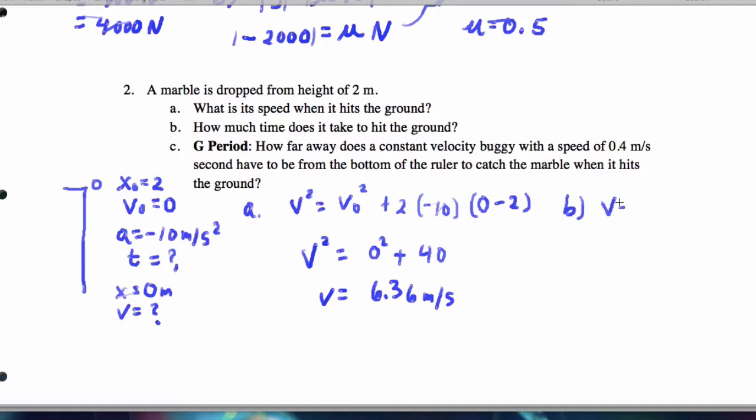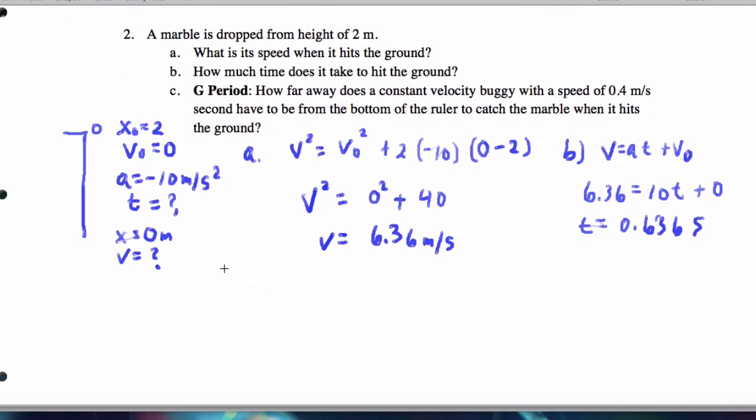Now for b, we want the time it takes to hit the ground. So we could say V equals AT plus V naught. And we'll work in absolute values here. So we'll say that 6.36 equals A times T, which is 10 times T plus 0. T ends up being 0.636 seconds.